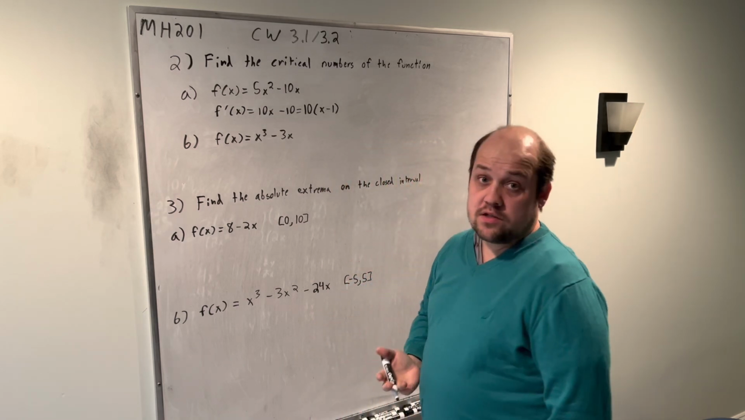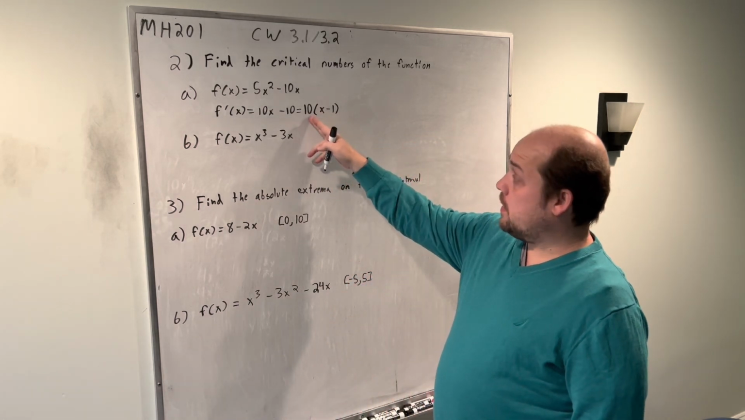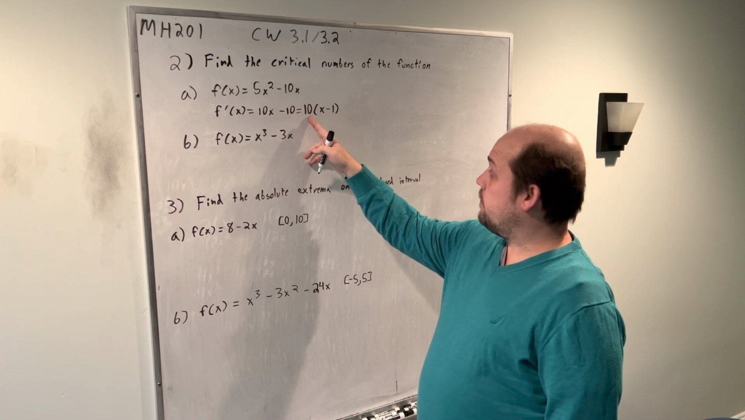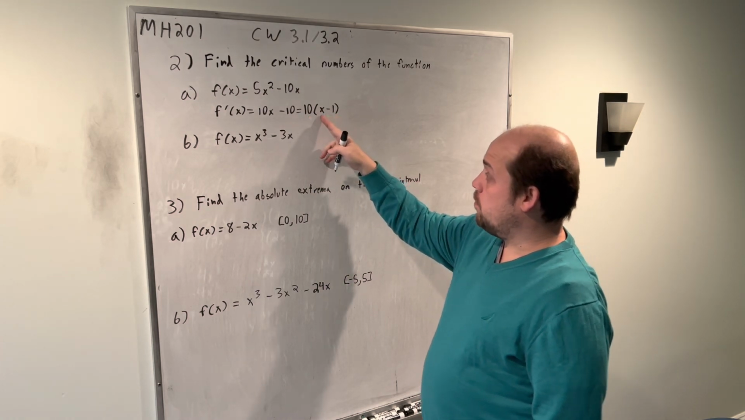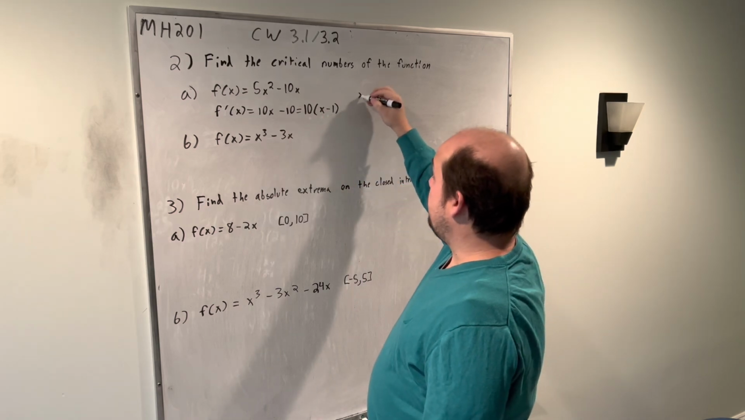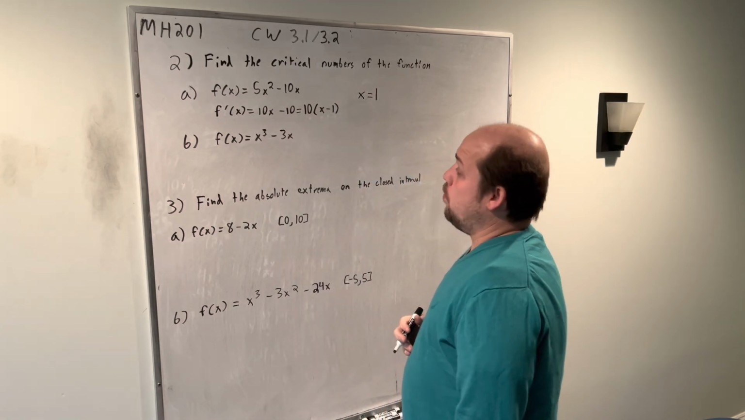I'm looking for the values of x that make this 0. Nothing can make 10 0 because there's no variable involved there. But this parentheses x minus 1 would be 0 if I put in 1 for x. So the critical value that I get is x equals 1.